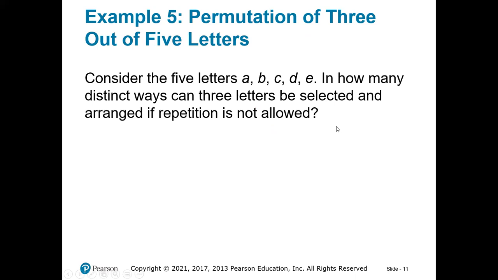Well, here's another example. Consider the 5 letters A, B, C, D, E. In how many distinct ways can 3 letters be selected? So you need to select 3 letters from these 5 letters, right? And arrange them. For example, I can put A, C, E. That's one way to do it. Or I can put B, E, D, another way, and so forth. In how many ways can you do this?